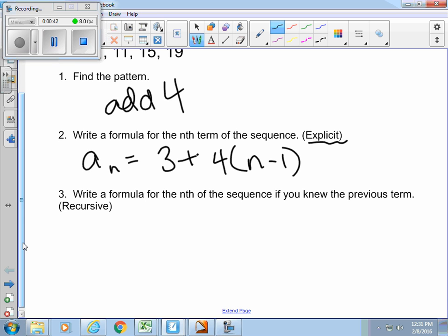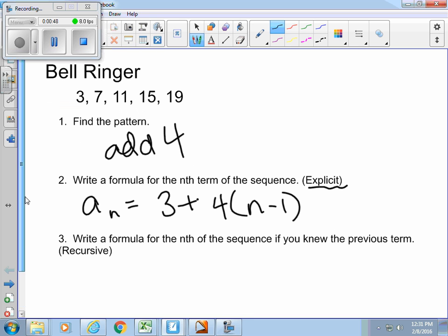Okay. Does it work? This is their theory. Does it work? Let's try it. If I plug in 1 for n, I get 4 times 0, which is 0, plus 3. Does that work? If I plug in 2 for n, 2 minus 1 is 1. 3 plus 4 is? Does it work?